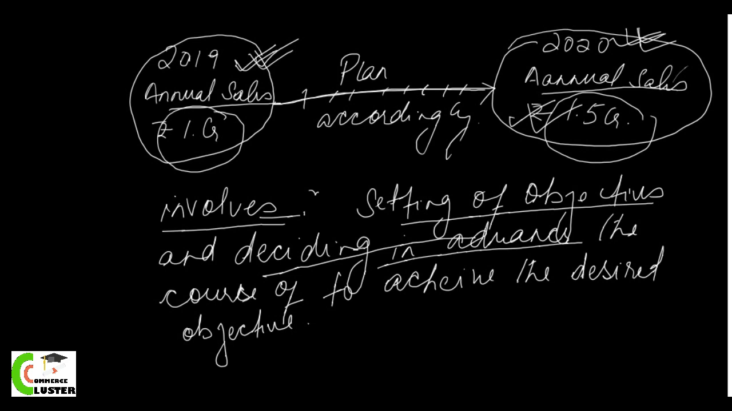Next, we will learn about the various features, nature, or characteristics of planning. Now, the first feature of planning is that planning contributes to objectives. Like I've said before, every organization, whether it's a government organization, a private organization, or a small organization, has its own objectives.